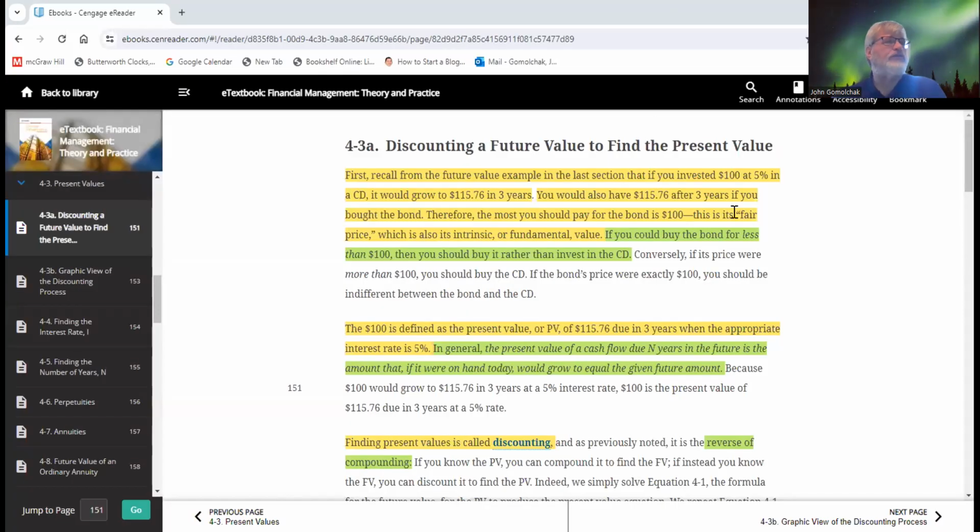I'm going to share my textbook screen. So, discounting a future value to find the present value. And they just talked about the same thing here. If you were going to buy that bond that paid $115.76, you can't pay more than $100 because that's its fair price. And later on, we're going to be calculating values of bonds as to what their actual market value will be. And changes in the interest rate in the economy are going to change the value of a bond. You'll see that when we get to that.